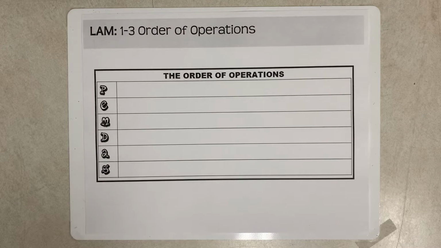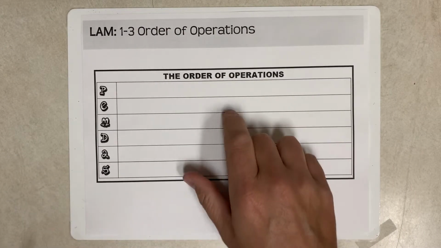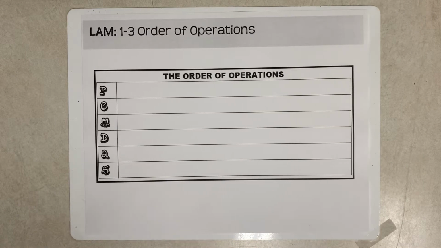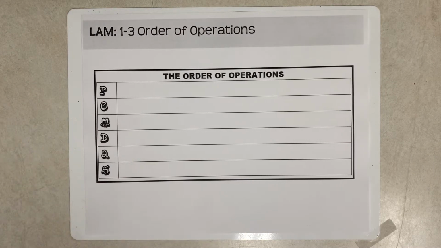So let's start out with this little graphic organizer here. The order of operations is basically a method of simplifying expressions so that we all get the same answer, and mainly numerical expressions. So we all need to get the same answer, and if we don't follow these rules here, then we could possibly get a bunch of different answers. And in math, we don't like a bunch of different answers. We like one answer. We all have to agree.